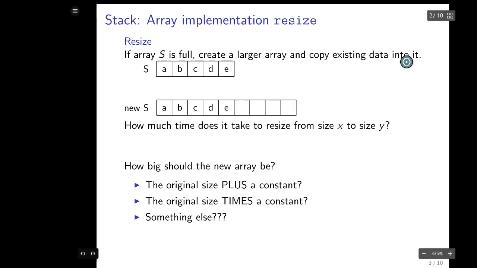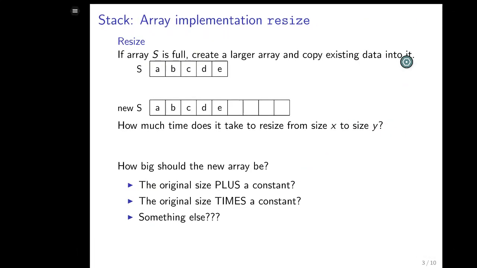Okay, right, so now we have to talk about resize. What happens with resize is we filled up our stack, here we are, it's completely full. So what we have to do is create a larger array and then copy all of the stuff from the old array into the new array and then keep going with the new sized array. So for example, here is a new array that I just made. And now I've copied all of these things from the old array into this new array. And I have some extra space at the end.